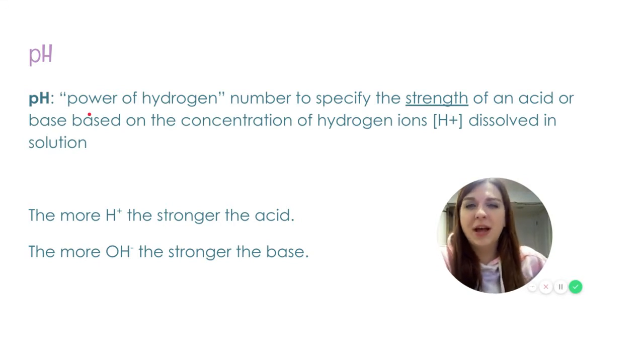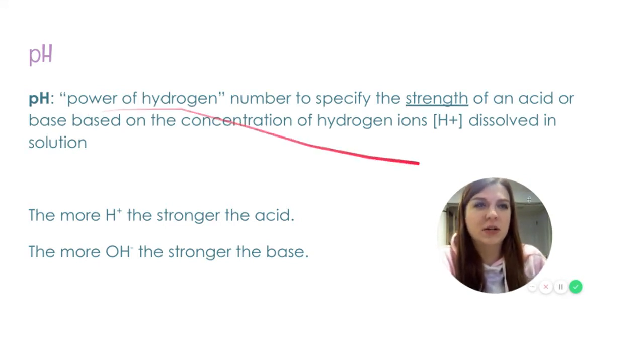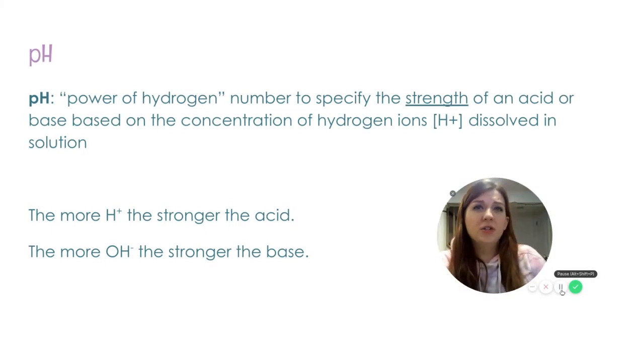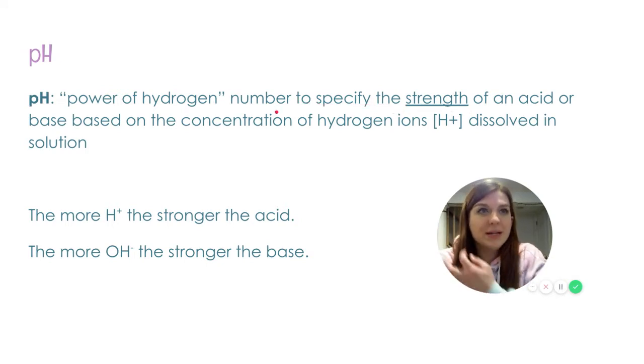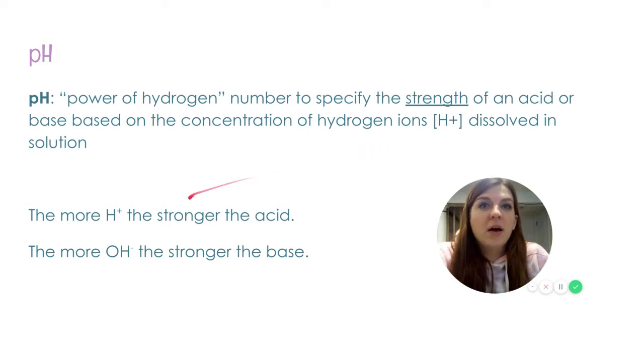Okay, so pH kind of sort of stands for power of hydrogen. In fact, it actually means the negative log of the hydrogen ion concentration. So the pH rating is going to tell us the relative strength of an acid or a base, and that is solely based on the concentration of hydrogen ions, or H+, that is dissolved in the solution. Then we have this right here. The more H+ we have in the solution, the stronger that acid is going to be. And OH-, the more of that we have, the more hydroxide, the stronger the base is going to be.